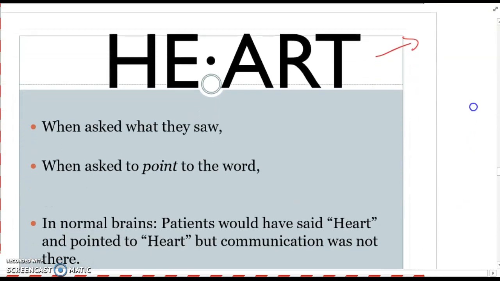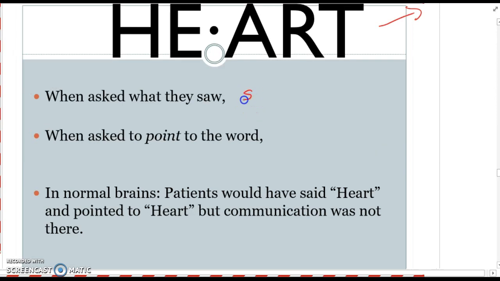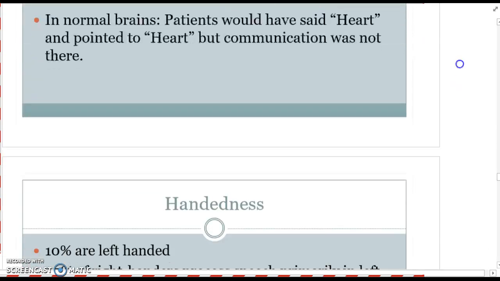So when they asked what they saw, and then when they were asked to point, different things started happening. When they asked what they saw, they said they saw art. But when asked to point to the word, their left hand pointed to "he," which is interesting. In normal brains, they would have said heart and pointed to heart, but in these patients the communication wasn't there, so they would see "he" but then point to "art." So that's just an interesting little side note.